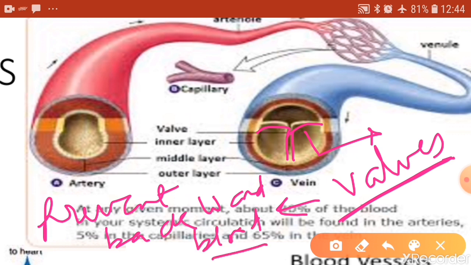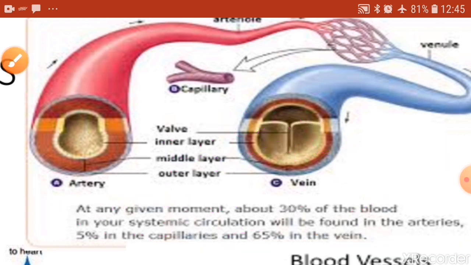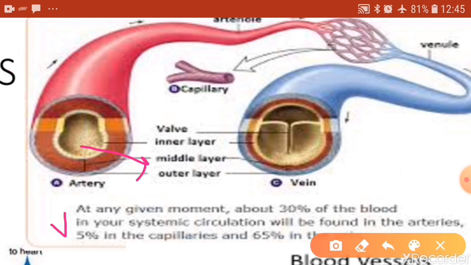So the veins have valves or flap-like structures, and these valves allow the blood only to flow towards the heart, but prevent the backward flow of blood. Whereas arteries do not have any valves. You don't find any valves in case of arteries. Valves are absent in arteries, right? And so these are the basic differences.